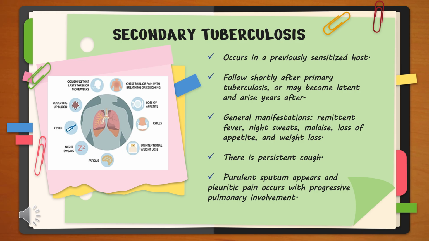General manifestations of active tuberculosis often include remittent fever, night sweats, malaise, loss of appetite, and weight loss. More specifically, with pulmonary TB, there is persistent cough. Purulent sputum appears and pleuritic pain occurs with progressive pulmonary involvement, while hemoptysis, when the patient coughs up blood, is present in about half of all cases of pulmonary tuberculosis.